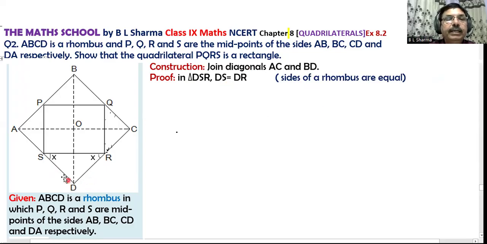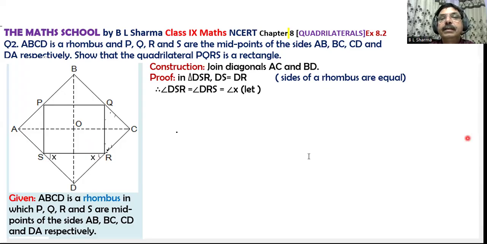See, DS is equal to DR. When two sides of a triangle are equal, then their opposite angles are also equal. Angles opposite to equal sides are equal. So if this angle is x, then this angle will also be x. The reason is angles opposite to equal sides are equal.